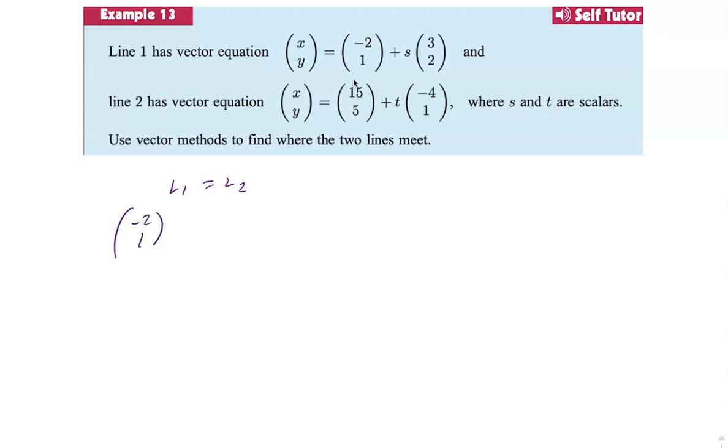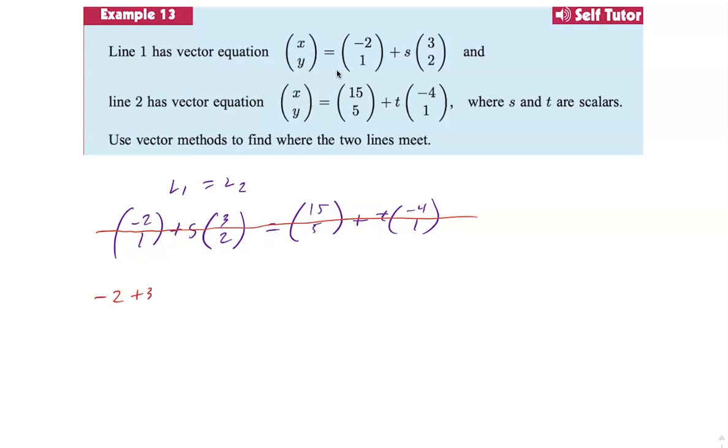(-2, 1) plus s(3, 2) is equal to line 2, which is (15, 5) plus t(-4, 1). Okay, so you set them equal to each other, and then what do we do next is we separate them. So we're going to solve all the tops, all the x's, and all the y's. So I'm going to get -2 plus 3s equals 15 minus 4t. That's the top line. I'm going to do the same thing with the bottom line, the y's. And remember, the s gets multiplied by both of them. Same thing with the t's. That's why you see them here. 1 plus 2s equals 5 plus t.